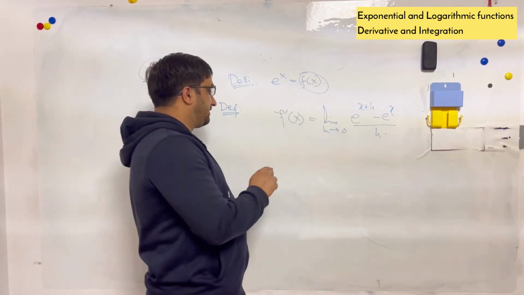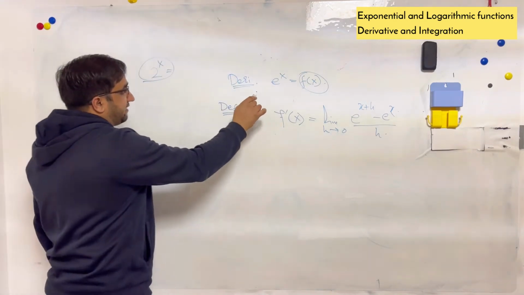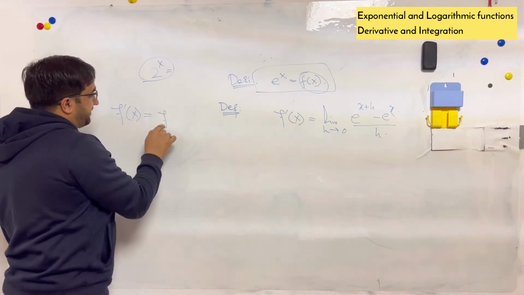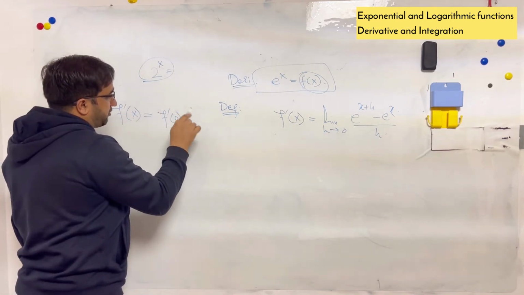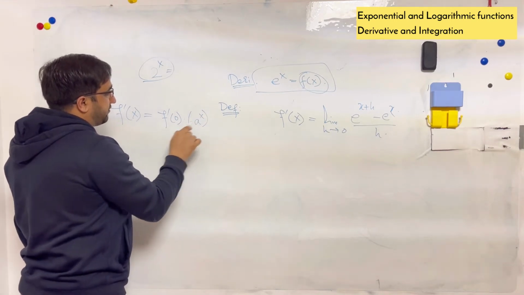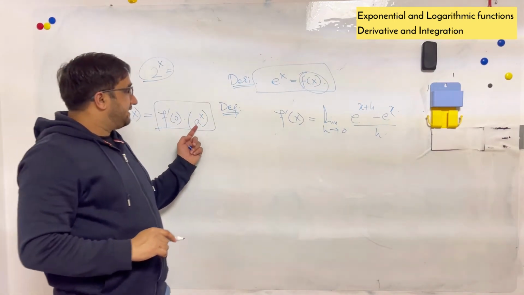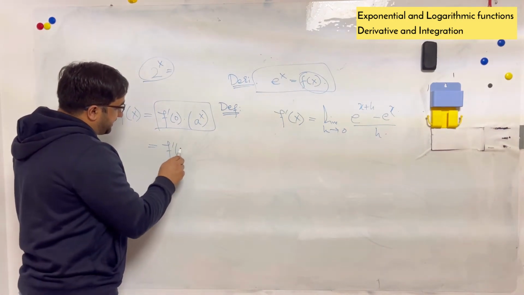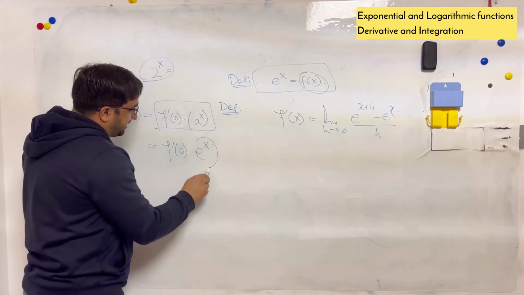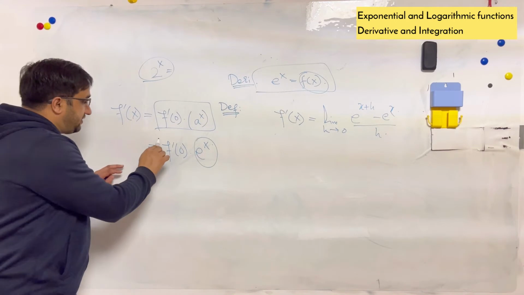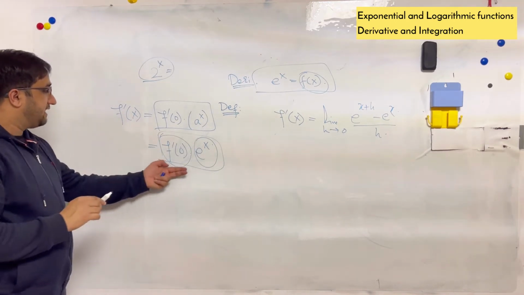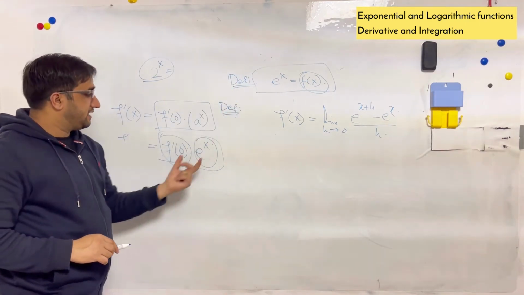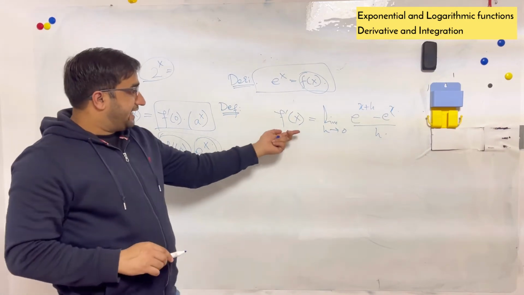And I know the general formula for the derivative of an exponential function: it will be f dash at 0 times the exponential function itself, a raised to the power x, whatever the function is. In this case, it is the number e raised to the power x. So my answer will be f dash at 0 times e raised to the power x. I already have the original function. I need f dash at 0, and for this I have a formula now.